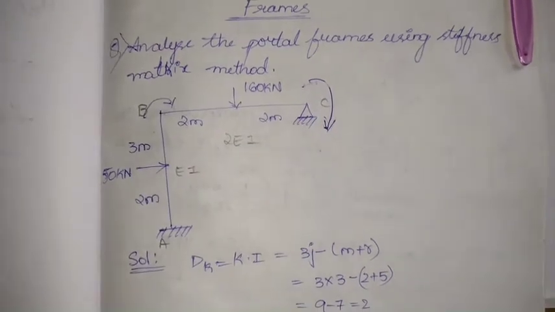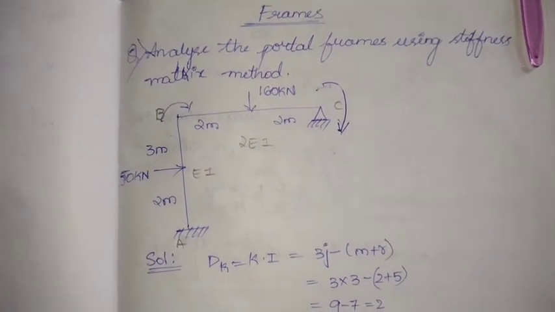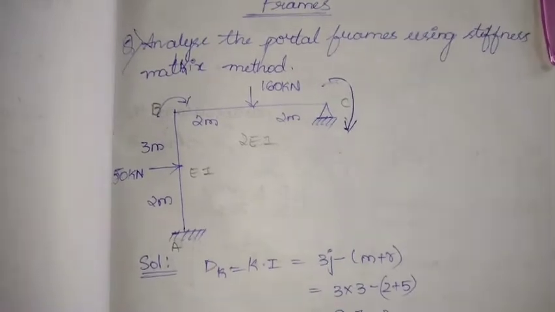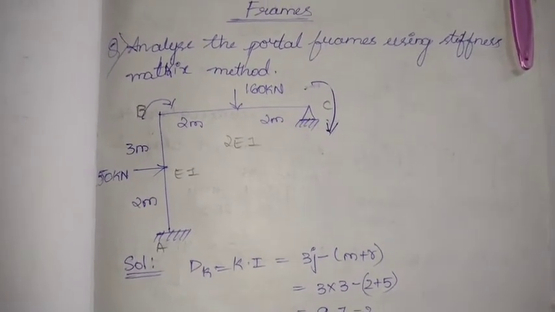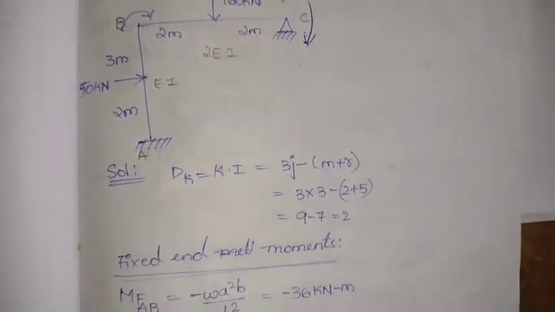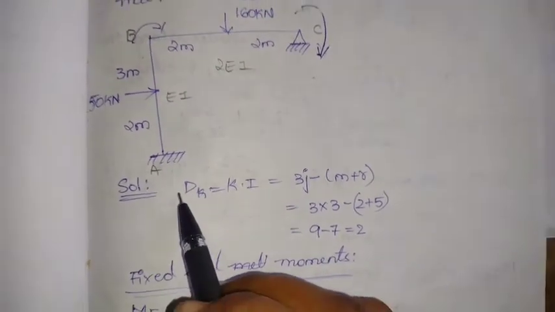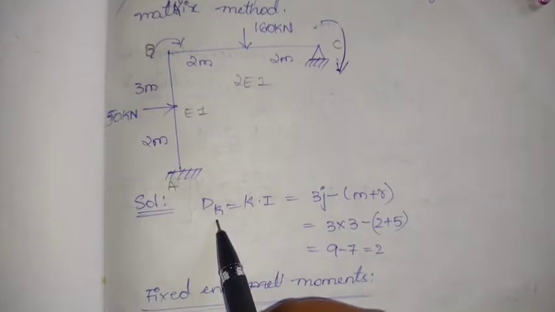Today we are going to see how to analyze a portal frame using the stiffness matrix method. So this is a two-span portal frame subjected to loads in both spans. The first step we have here is determination of kinematic indeterminacy.